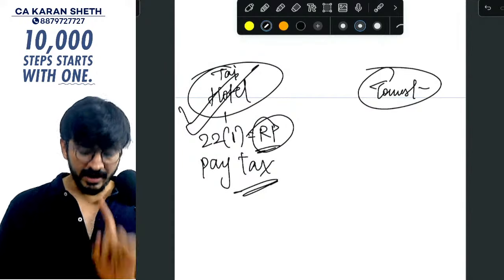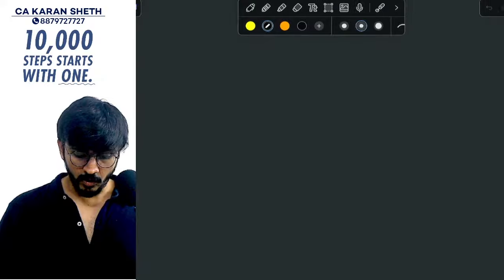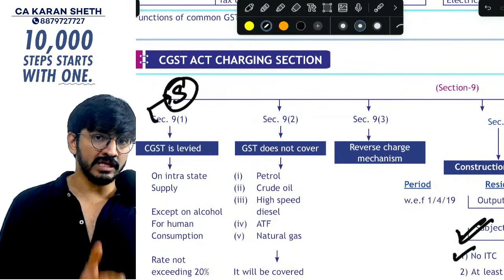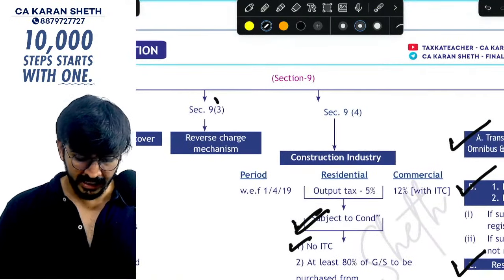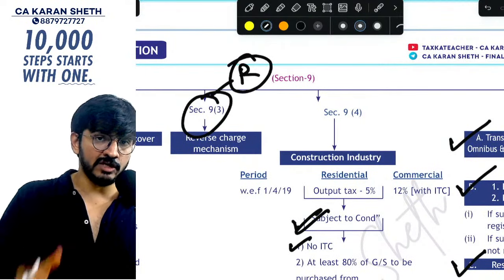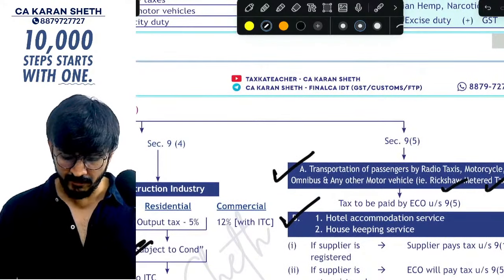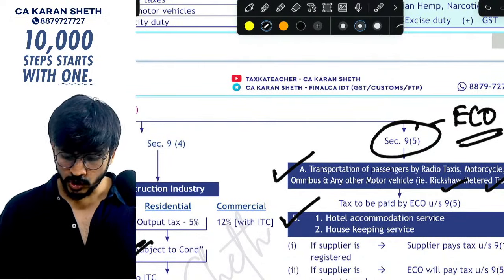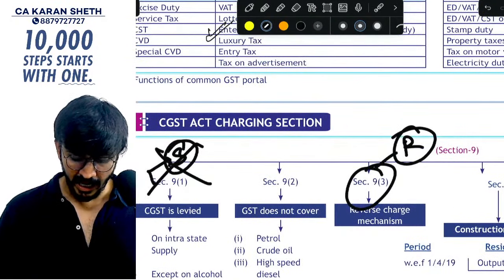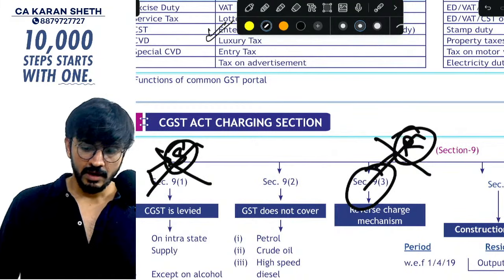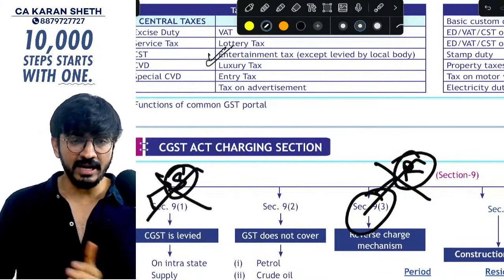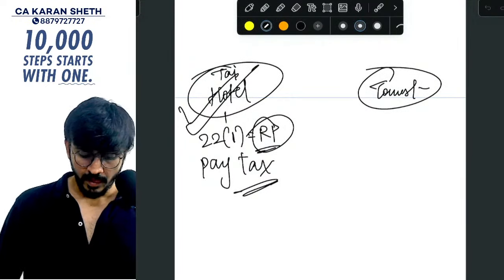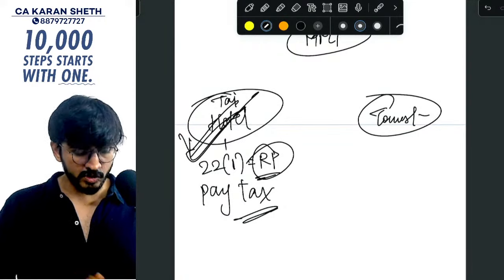Understand one thing very clearly, my dear friends. When we are doing charging section 9.1, it is the supplier on whom the charge of GST is to pay tax. On 9.3, it is the recipient on whom the charge of GST is to pay tax. And 9.5 is when it is the ECO on whom the charge is to pay tax. You will go on 9.5 only when 9.1 and 9.3 do not help in resolving the matter. Got it? But here the matter gets resolved in 9.1 itself.